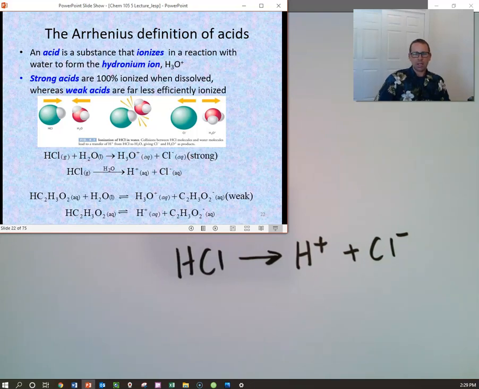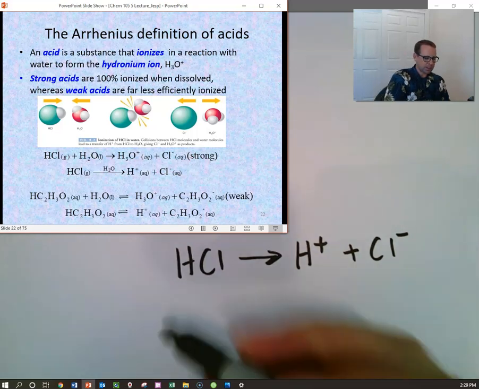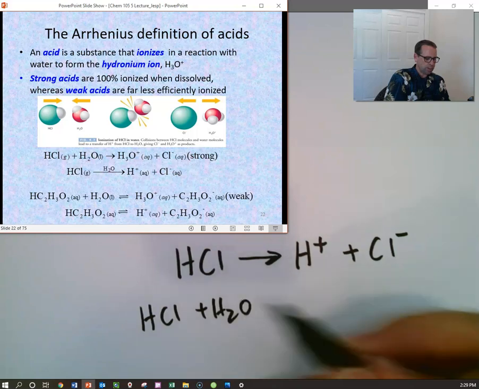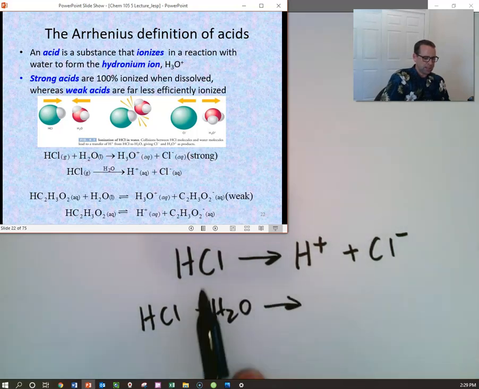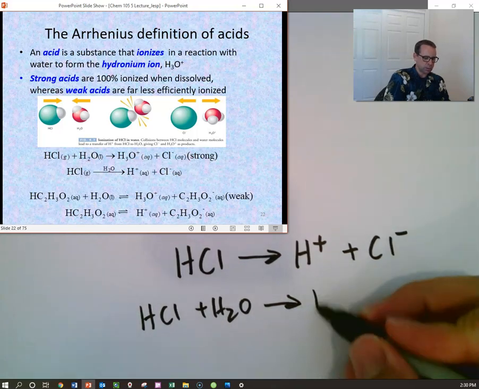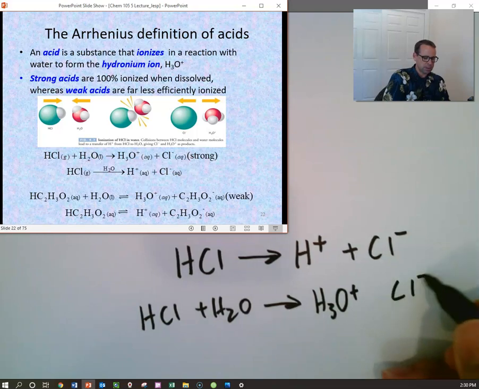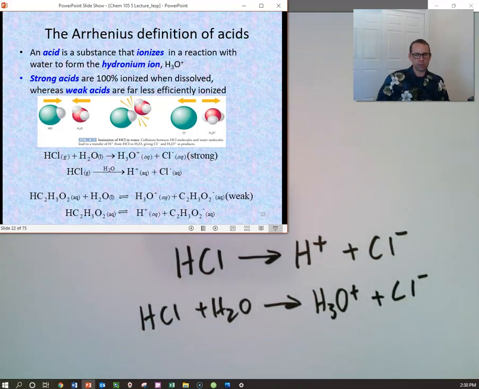And another way that people sometimes like to write that is to write HCl with a water molecule. And then the H plus that comes off here goes with the water molecule to form H3O plus. And then we still end up with the Cl minus left over at the end. Can you see how those are both the same thing? Okay, very good.